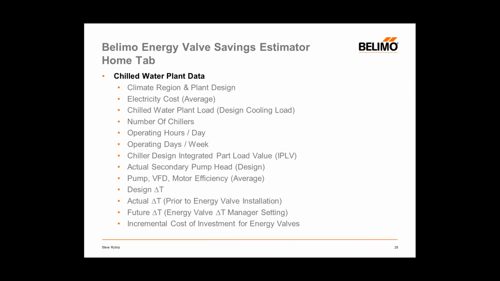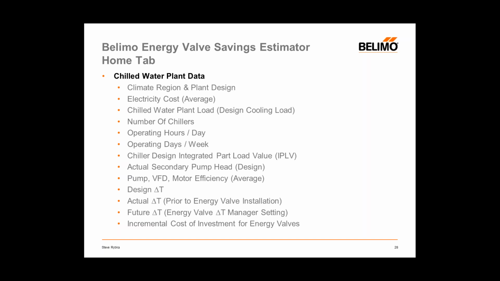So there's going to be several key pieces of information you'll need to fill out the home page of the Belimo Energy Valve Savings Estimator. This is going to include climate region and plant design, electricity costs, chilled water plant load, the number of chillers, operating hours per day, operating days per week, chiller IPLV, secondary pump head, motor efficiency, the design, the intended or the design delta T of the plant. And we'll also need the functioning delta T of the plant.